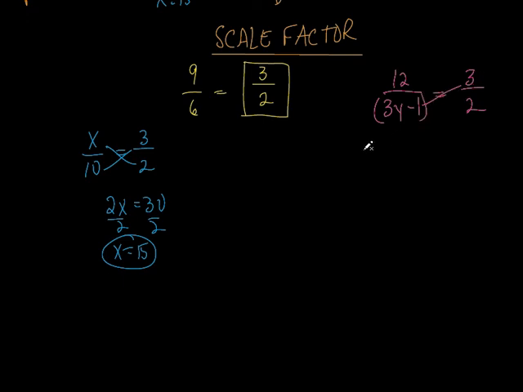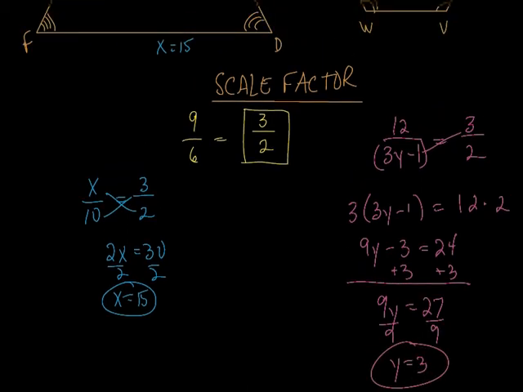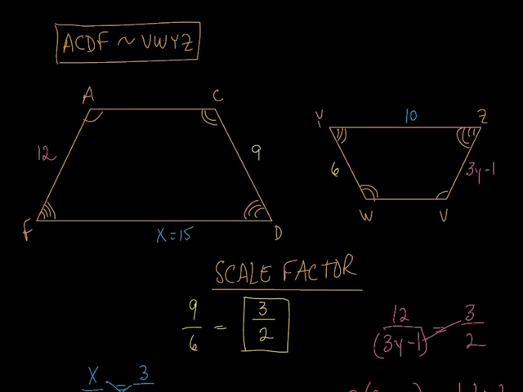We got to distribute. So it's going to be this equals 12 times 2. Let's do the math now. Distributive property. That's 9y minus 3 equals 12 times 2, which is 24. Add a 3 to both sides. So 9y equals 27. Divide by 9. You see it already. Y equals 3. And there's your answer. So y is 3 and x is 15. And that's what they asked for. They just asked you to solve for x and y on this.